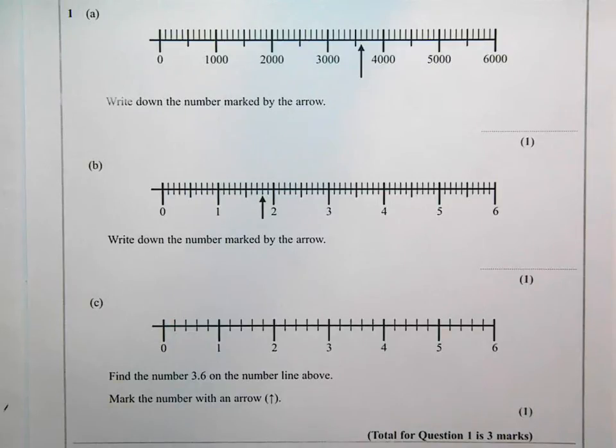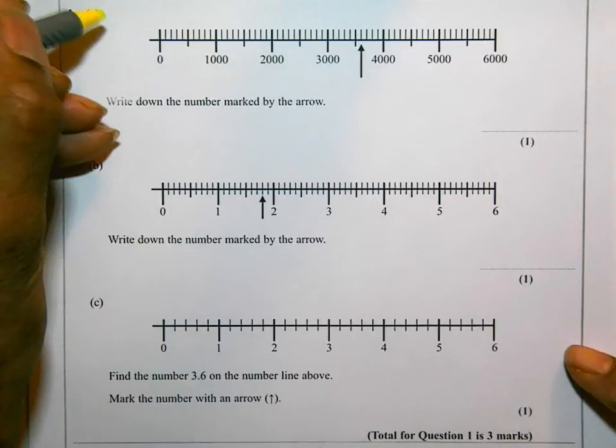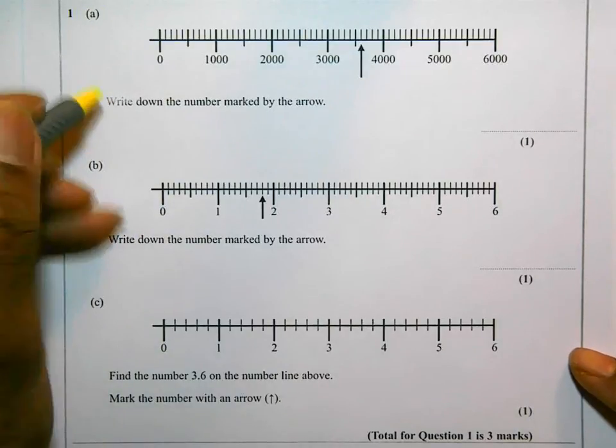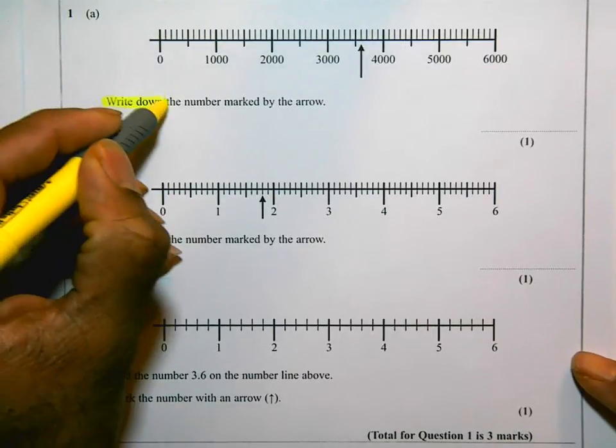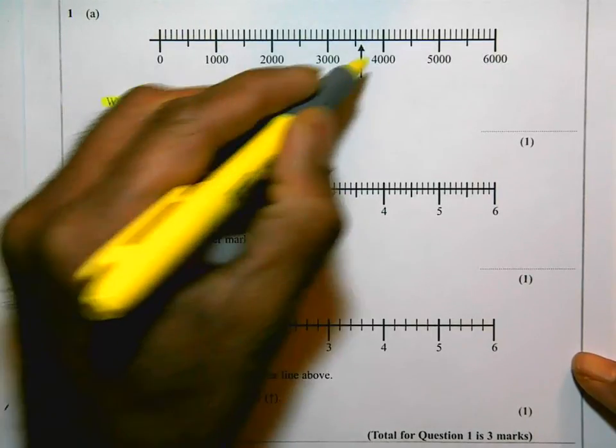This is question 1 on the foundation calculator paper. Okay, reading the question first, is question 1. There's a scale here, and the question says write down, so there should be very little working for this, the number marked by the arrow, and there is the arrow.